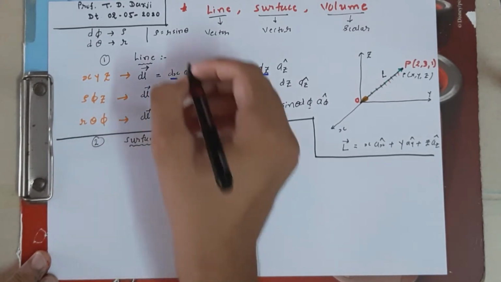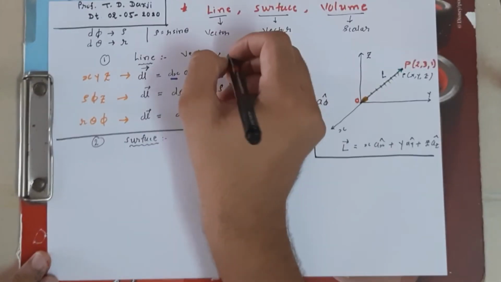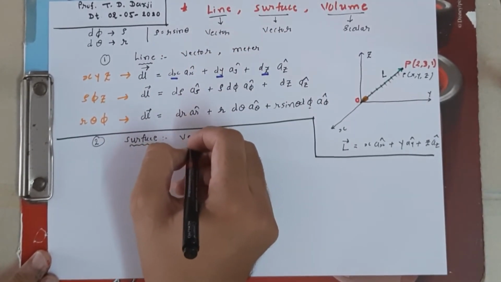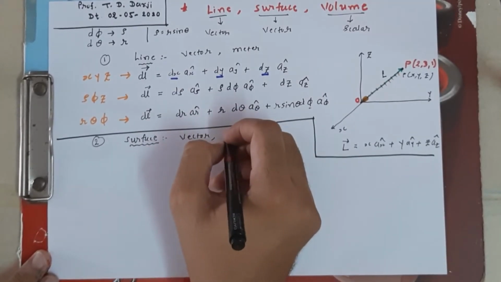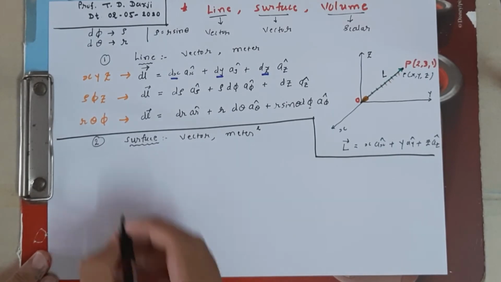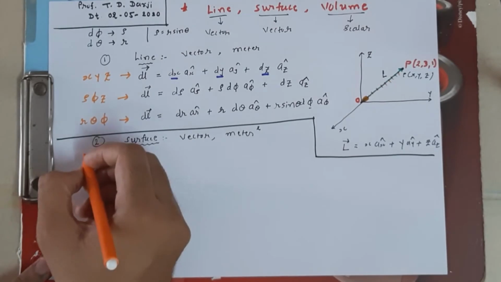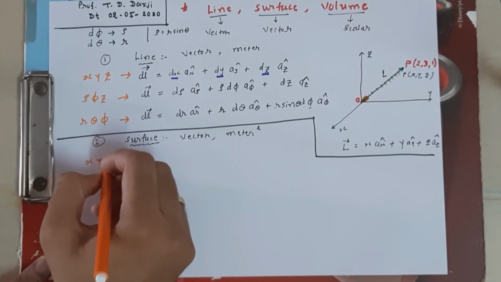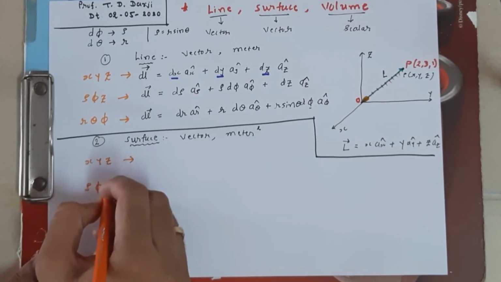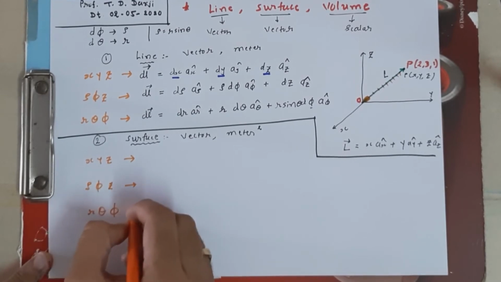vector quantity. Here line is a vector quantity, and what is the unit of line? The unit of line is meter. Here surface is also a vector quantity, and what is the unit of surface? Unit of surface is meter square. First I have to write the surface equation in the Cartesian coordinate system x, y and z. Then I have to write rho, phi, z, and then r, theta and phi.